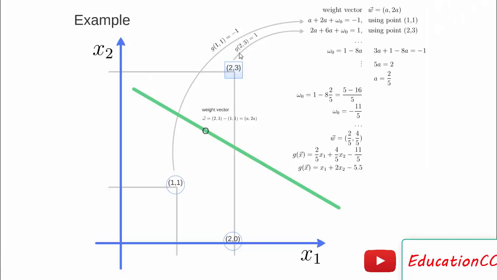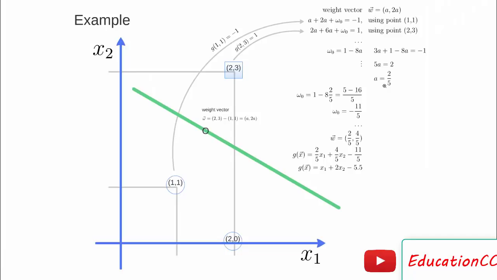When we use the second point and we apply the function, we know that it will deliver the value 1. So we substitute here in the equation also. Well, given these two equations, we can isolate the value of omega 0 here. In the second equation, we will have omega 0 equal to 1 minus 8 times a. So, using this value, we put omega 0 in this first equation, and we will reach the value of a, which is 2 divided by 5.